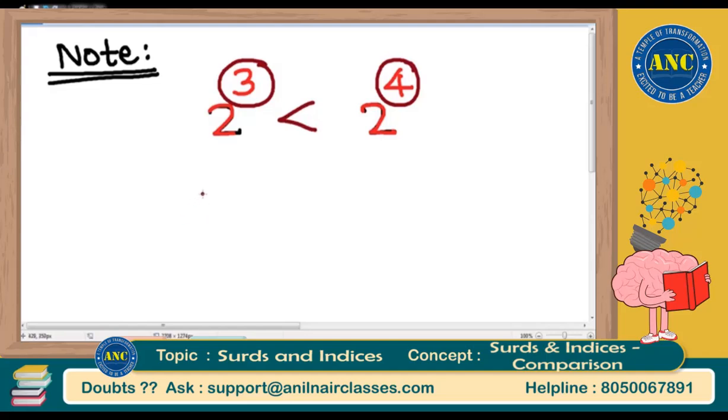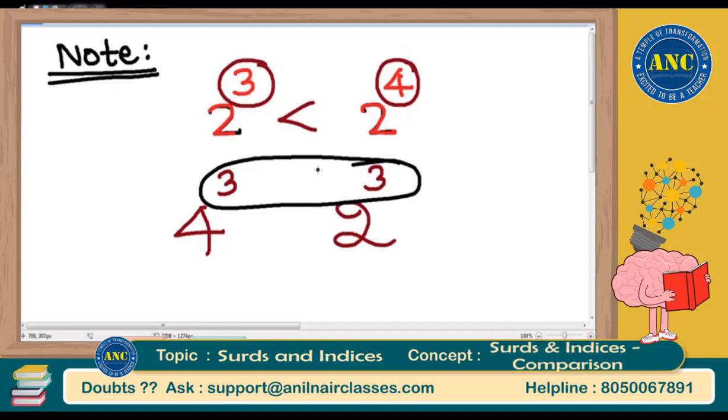Similarly, suppose the powers are same and the bases are different, if the bases are 4 and 2 for example. Whenever the powers are same, ignore the power and concentrate on the base. That means base is 4 here, base is 2 in this case. Whichever base is greater, that should be the greatest value.